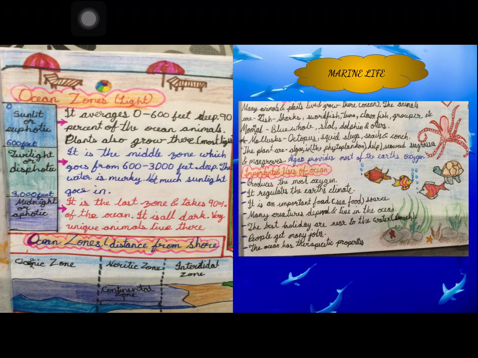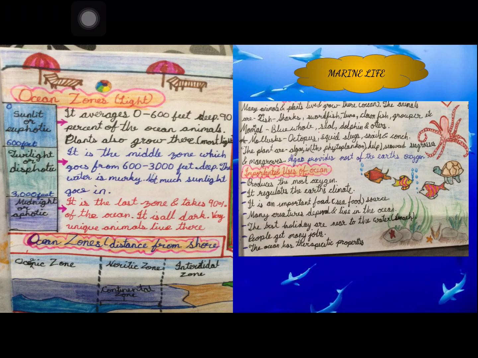Mollusks like octopus, squid, slugs, snails, and conch live here as well. And plants like algae, especially the phytoplankton, kelp, seaweed, seagrasses, and mangroves can form here as well. A fun fact about algae is it provides most of the Earth's oxygen. So then, the important uses of the ocean.